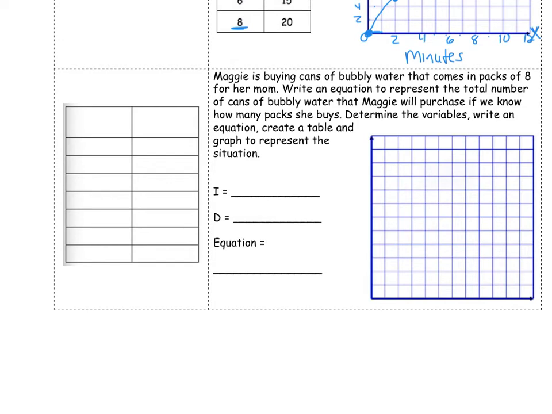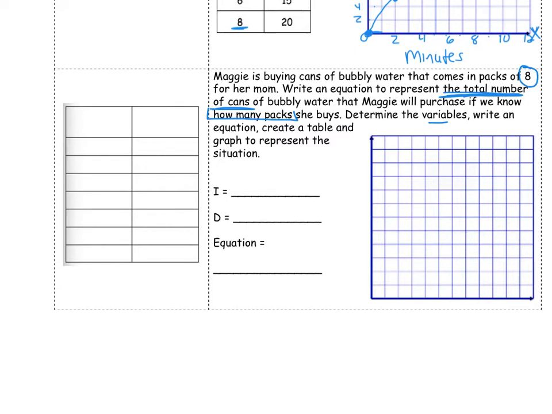All right, now let's look at a problem. Maggie's buying cans of bubbly water that comes in packs of 8 for her mom. Write an equation to represent the total number, that's important, of cans that Maggie will purchase if we know how many packs she buys. And then determine the variables, write the equation.